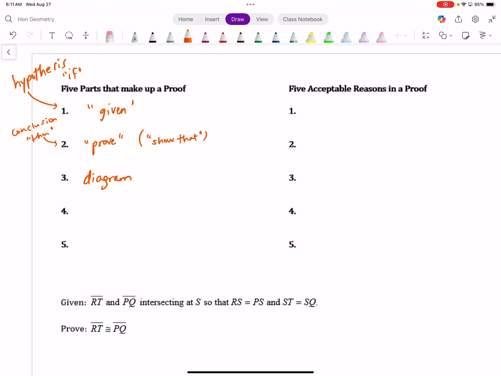Okay, so we'll have diagrams every time. You're going to have statements, and you're going to have reasons. Okay? So there's certain reasons that you can give in a proof. So these are the 5 acceptable types of reasons. You can say, I know this because it was given. You can use any definition. You can use any property. You can use postulates, and you can use theorems that you have already proven.